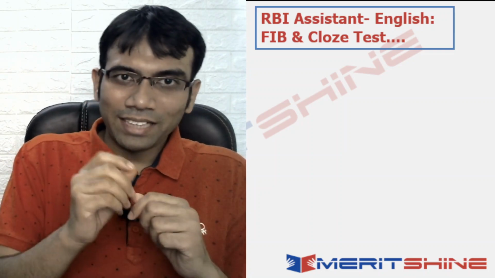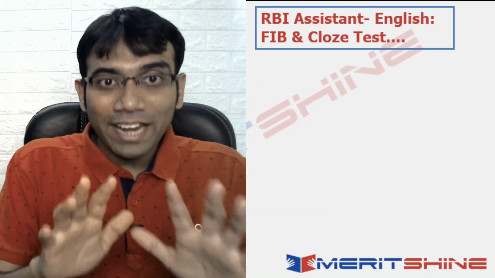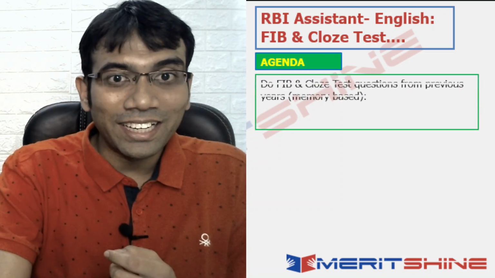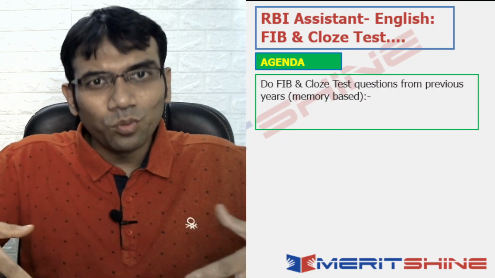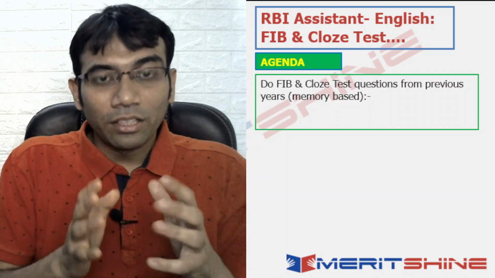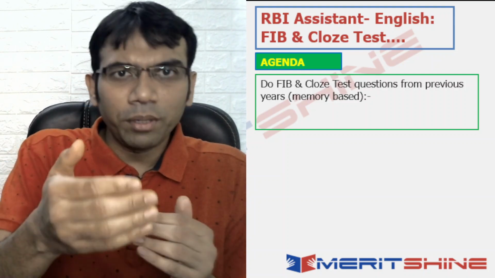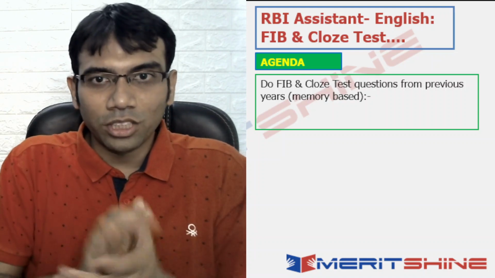So what is our target today? Our target is simple, as I have mentioned: 3 minutes, 10 questions. Yes, my friends, that is the agenda. So which 10 questions of English can be done in 3 minutes? The fill in the blanks and the cloze test questions. FIB means fill in the blanks and the cloze test questions.